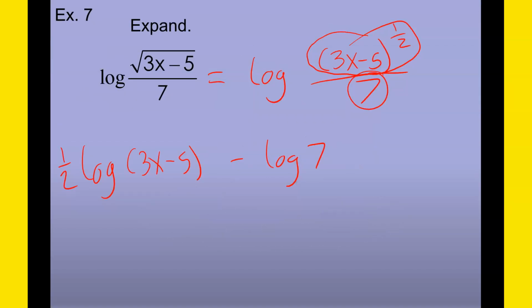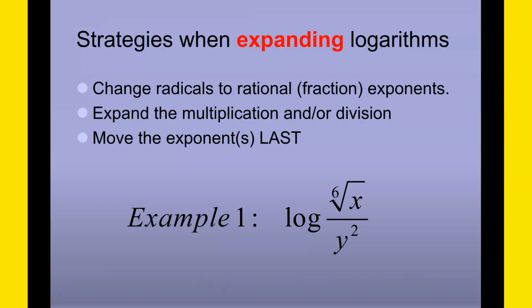Okay, let me go back to the very first one. I didn't like the fact that they put this one first, but that's why I didn't do it until now. I'm going to rewrite that 6th root of x as x to the 1/6, and then I'll be able to do it pretty easily. It's going to be log x to the 1/6 minus log of y squared, and then just move the 1/6 in front of that log and move the 2 in front of that log, and that's it.